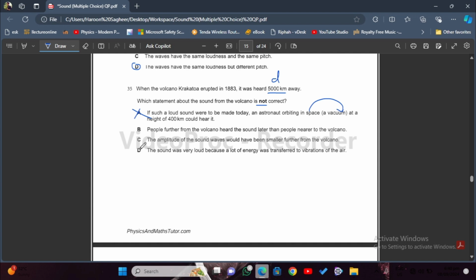Now, since we are talking about distance, we would be involving the time taken to hear that sound. So option B is correct. Option B, because we are talking about the distance. The farther away you are from a sound source, the later you will hear the sound wave.